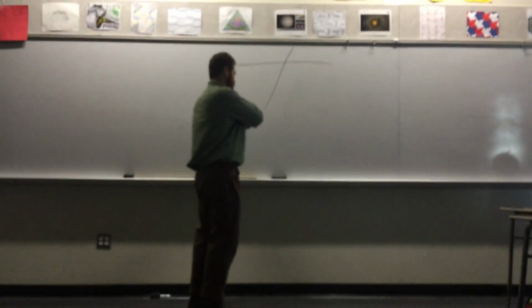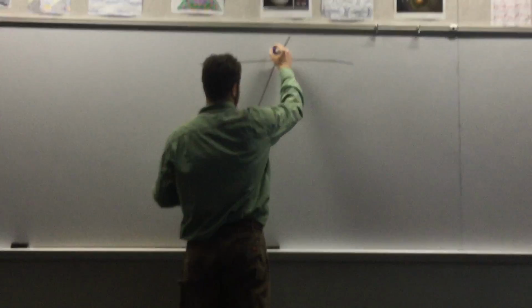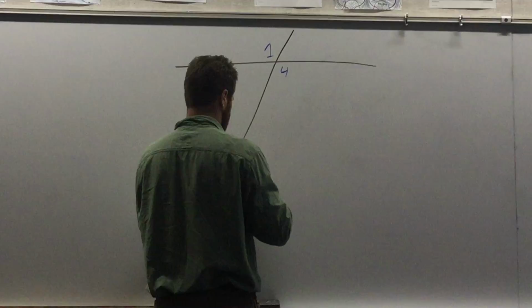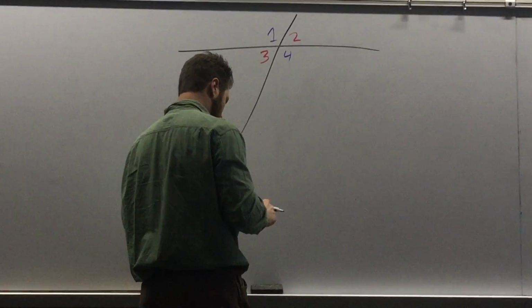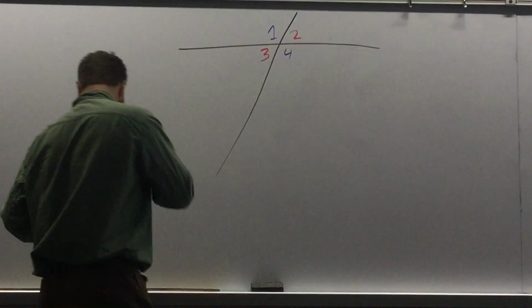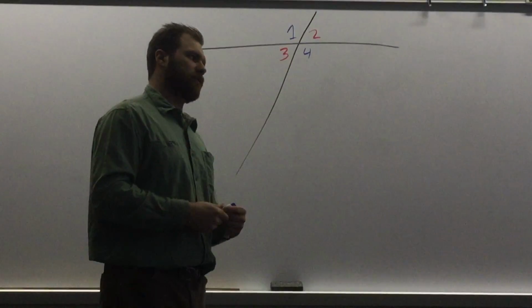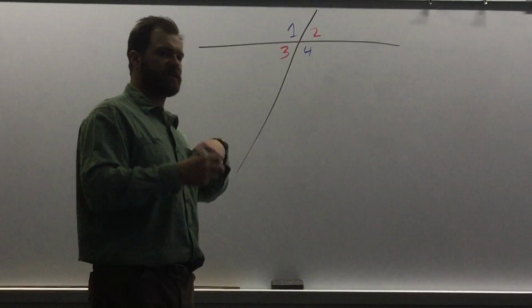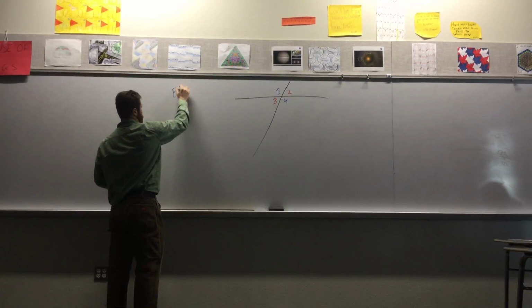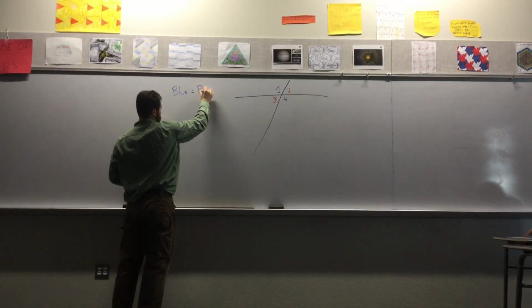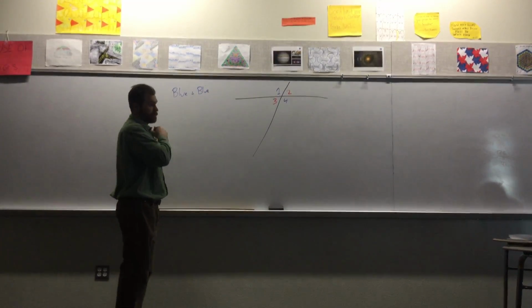When I have an intersection, how many angles do I have? 4, right? Okay? And I'm going to label them this way. Why do I know that? Okay, and in this labeling drawing, blue is equal to blue, and red is equal to red.